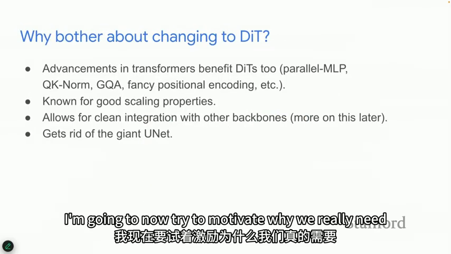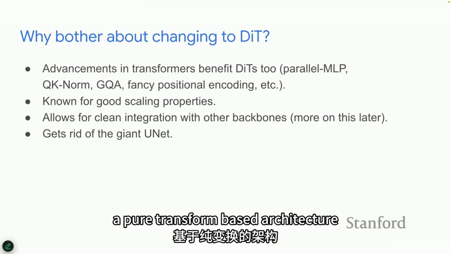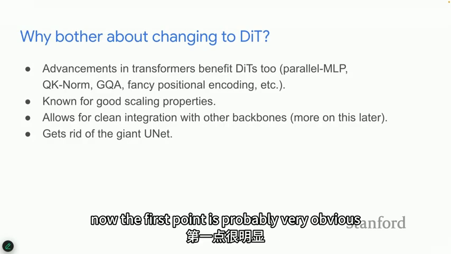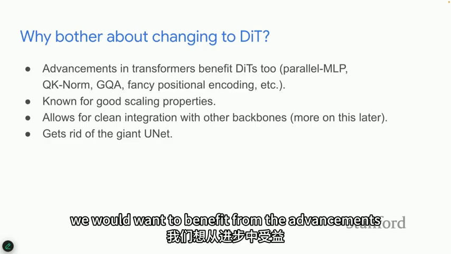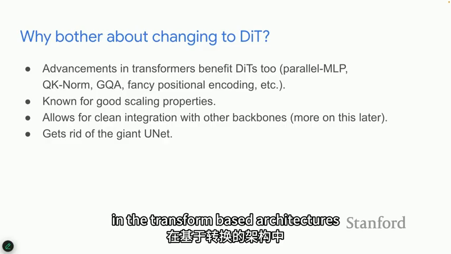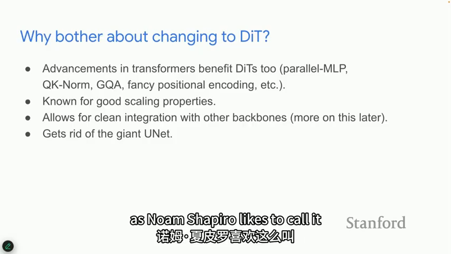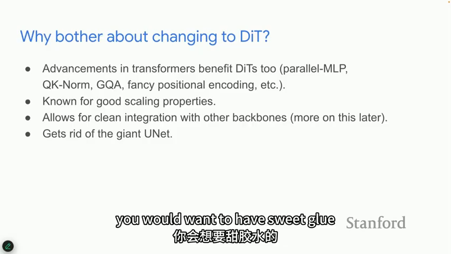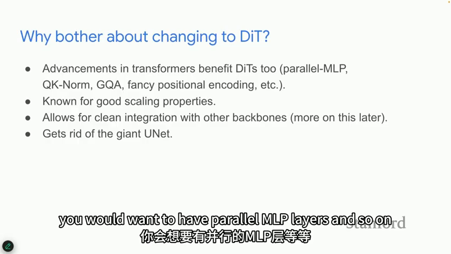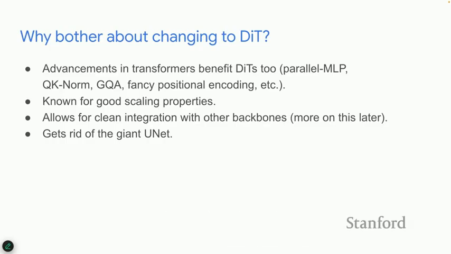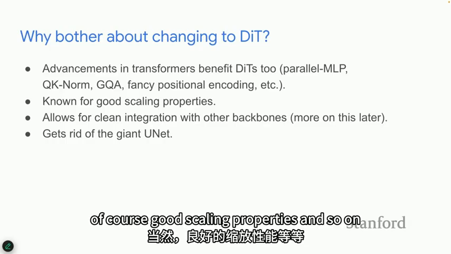Now, I'm going to try to motivate why we really need a pure transformer-based architecture. Now, the first point is probably very obvious. We would want to benefit from the advancements that are happening in the transformer-based architectures, like all the divine benevolence, as Noam Shazeer likes to call it. You would want to have SwiGLU, you would want to have QK normalization, you would want to have parallel MLP layers, and so on. So that's one. Of course, good scaling properties and so on.